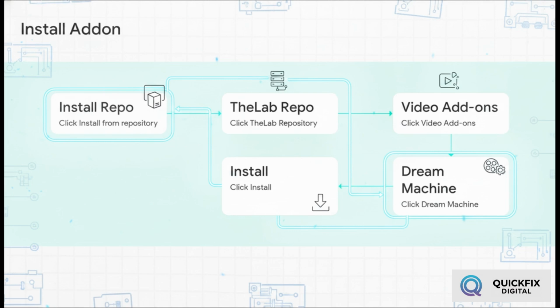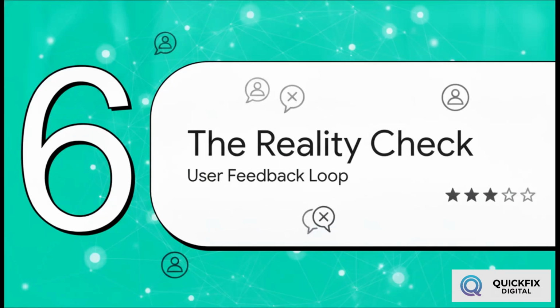And finally, Step 19. You'll be presented with an information page for the add-on. Simply click Install down at the bottom right. Depending on what version you're running, it might prompt you to install some extra dependencies. Just click OK to accept those and wait for that beautiful, final add-on installed notification. You did it. Now, for Section 6, the reality check, user feedback loop.